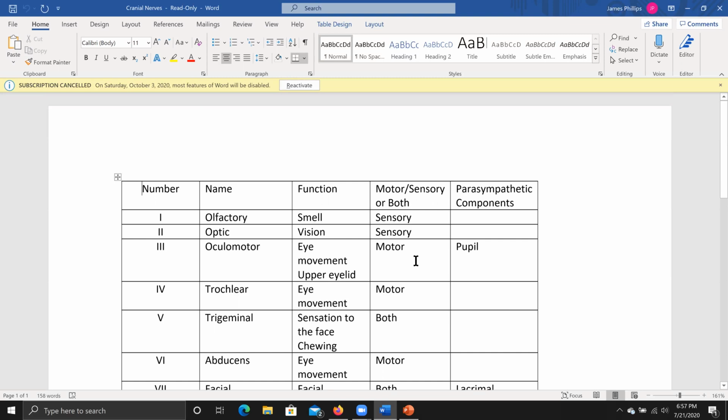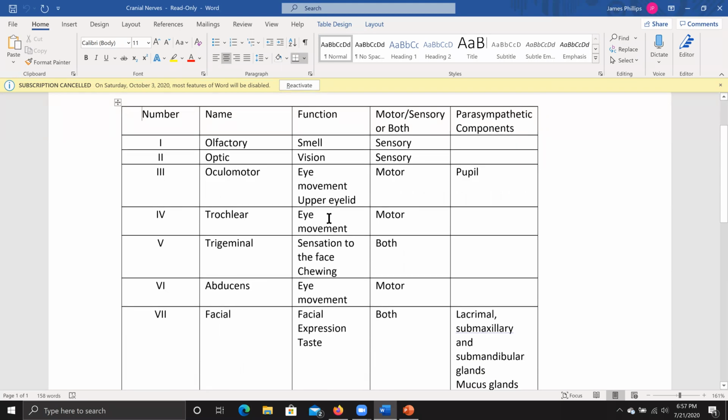It is motor. Number 4 is trochlear, okay? Number 4 associated with eye movement, okay? It does the superior oblique muscle. I'm not interested that you know that, but it is motor. Cranial nerve number 3, oculomotor, has a parasympathetic component associated with the pupil. I left that blank so that you could look that up, okay?